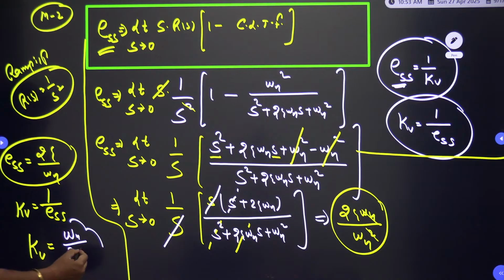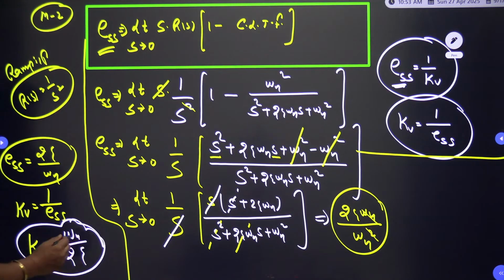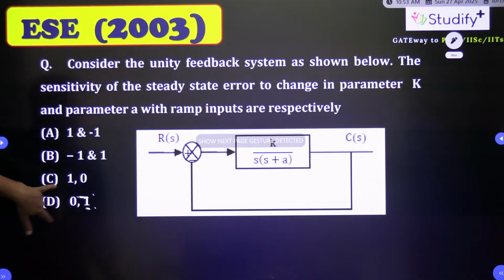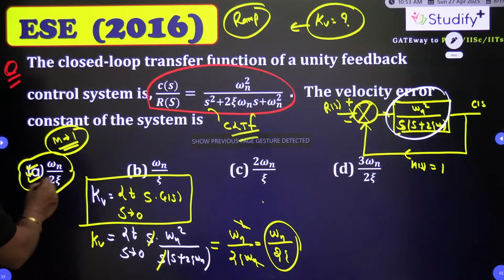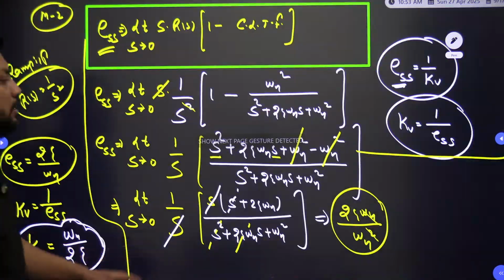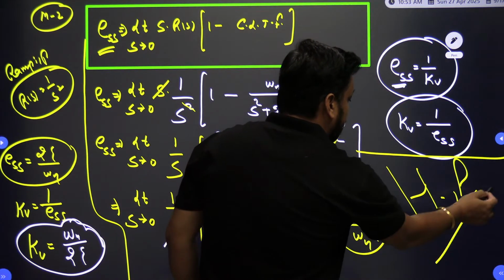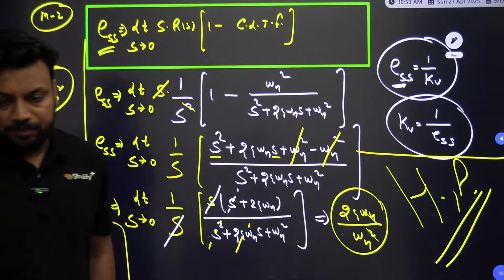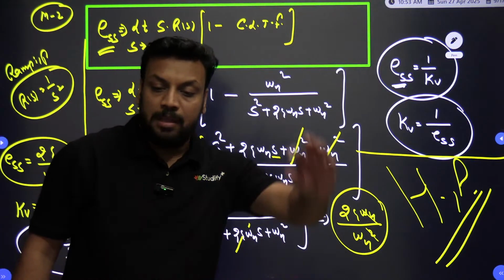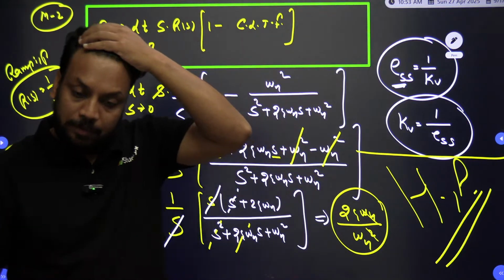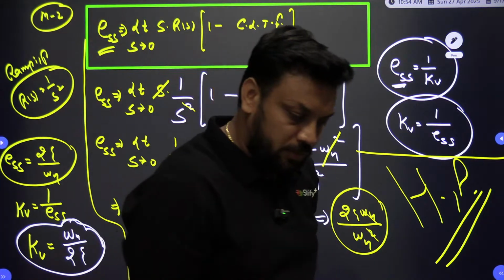It means this entire value only we got. Omega n upon twice zeta is our answer, look. So this is how we hence prove answer remains same, method is different. Answer remains same, methodology is different. Is this clear, dear children?